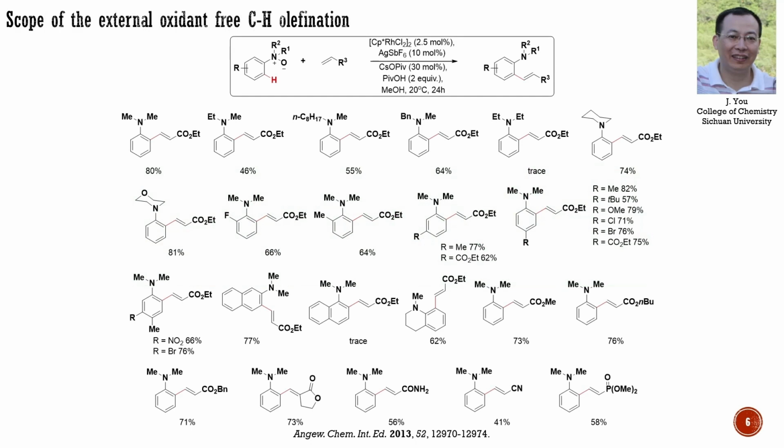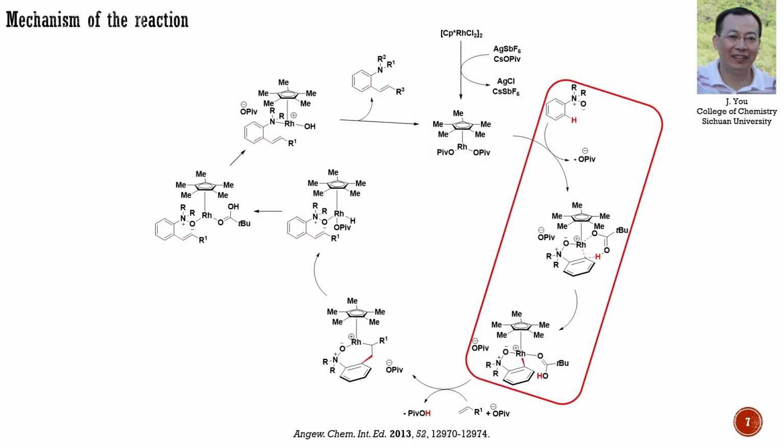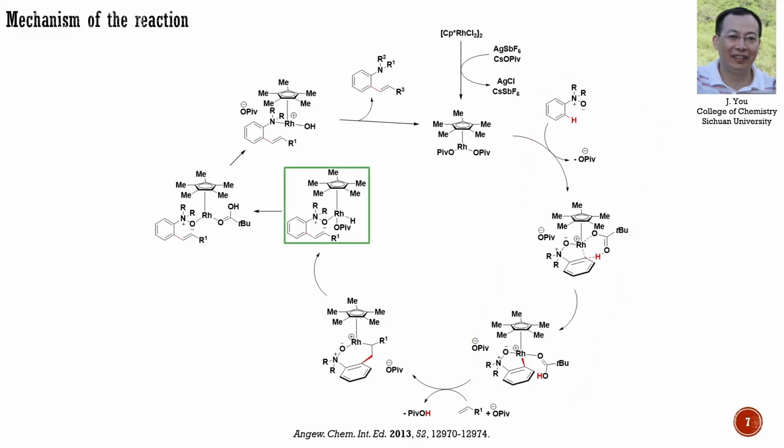Rhodium(III) is involved, so the CH activation occurs via a concerted metalation-deprotonation sequence, as shown here. The reaction starts with the activation of the rhodium complex through ligand substitution reactions. This is followed by the coordination of the substrate and CH activation via a concerted metalation-deprotonation sequence. Next, we have olefin insertion, followed by beta-hydride elimination, leading to the formation of this rhodium(III) intermediate.